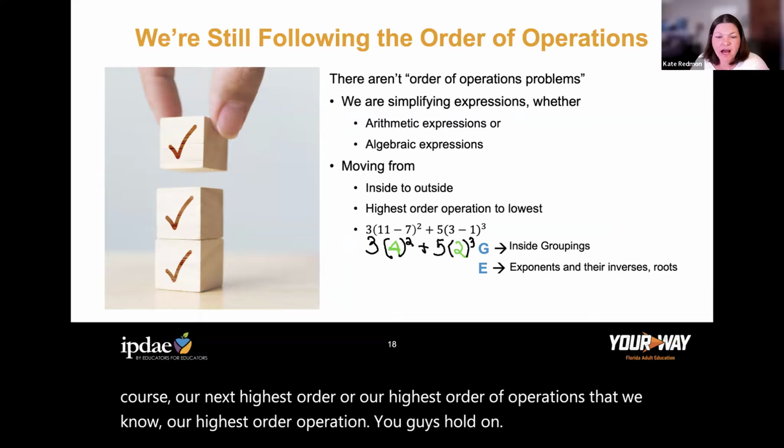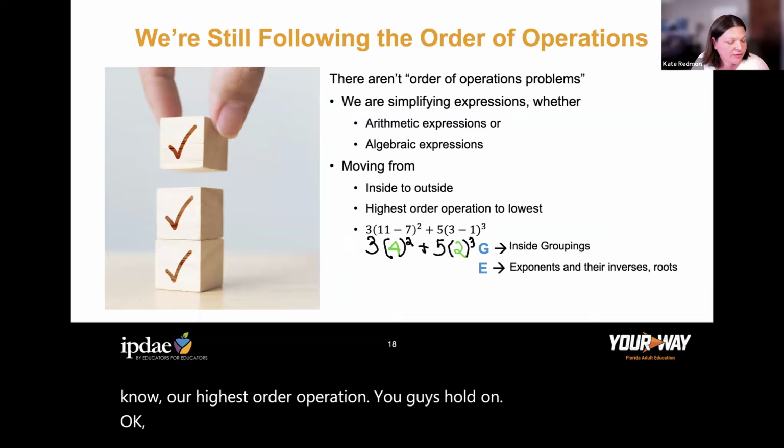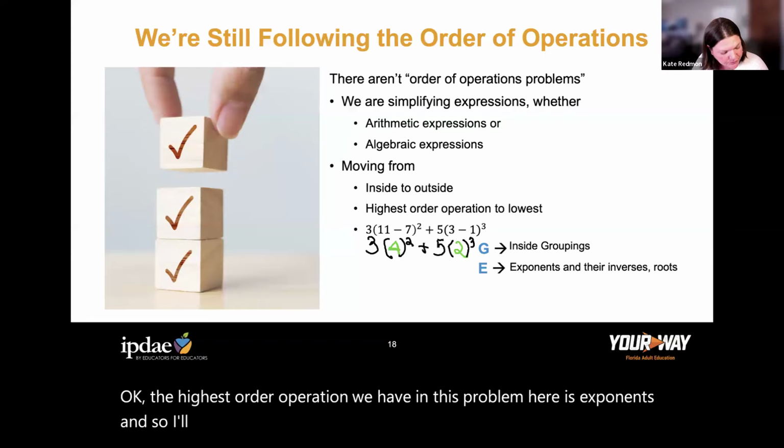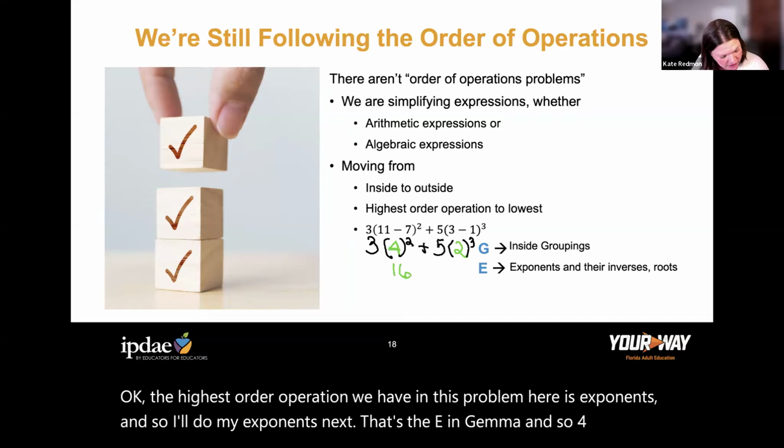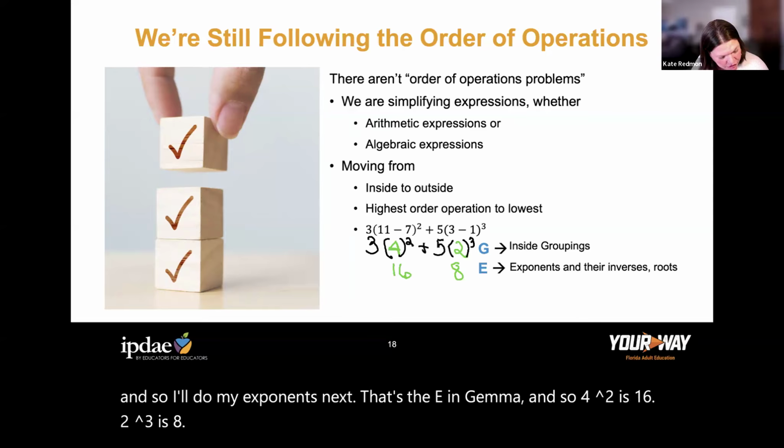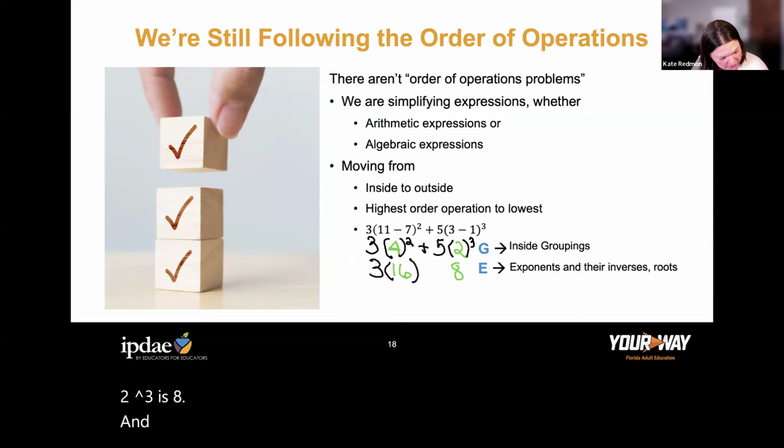Next thing, of course, our highest order operation that we know. Okay. The highest order operation we have in this problem here is exponents. And so I'll do my exponents next. That's the E in GEMMA. And so 4 squared is 16. 2 cubed is 8. And I'll drop down everything I haven't used.